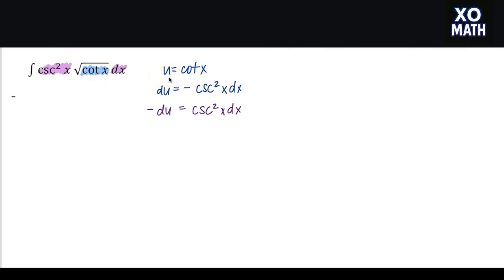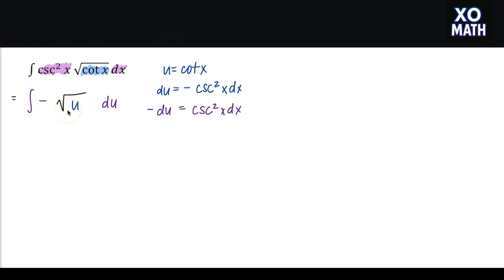So that's going to leave us with a new integral. That's going to be negative du. So I'm replacing cosecant squared x dx with negative du. And then cotangent x with u. So I'm going to have the square root of u. So we've done a change of variables, and now we have something that we can easily find the antiderivative of.